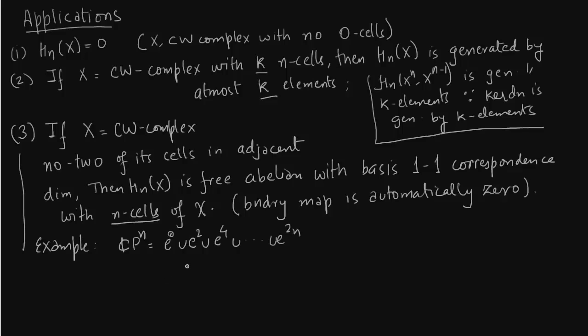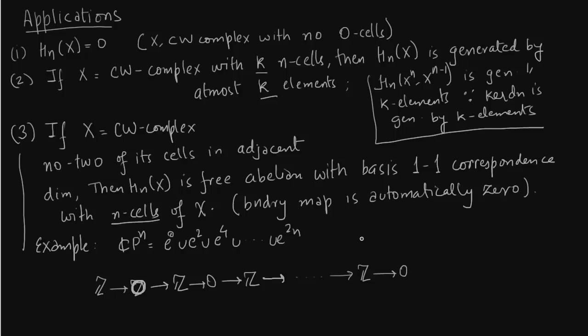So part 3 says you do not even have to draw the chain complex. You just say that the homology group H0 is the integers, H2 is the integers, H4 is the integers, H2n is the integers, and everything else is 0. That is what part 3 says. HnX is free abelian with basis in one-to-one correspondence with the n cells. So H0 is integers, H2 is integers, H4 is integers, and so on. But I'm writing the cell complex so as to make it clear.